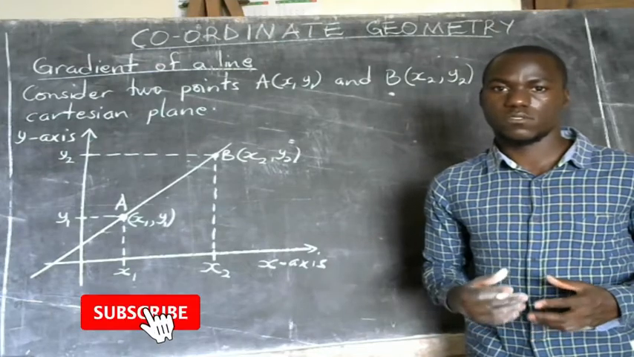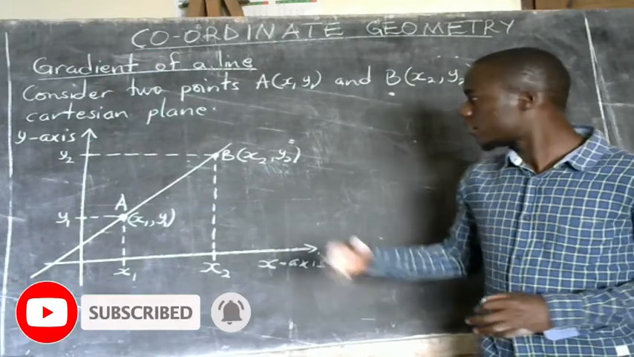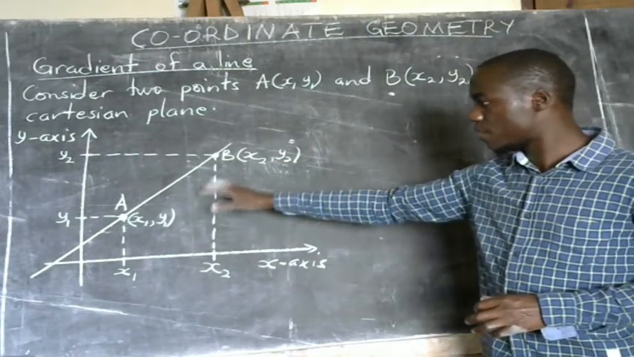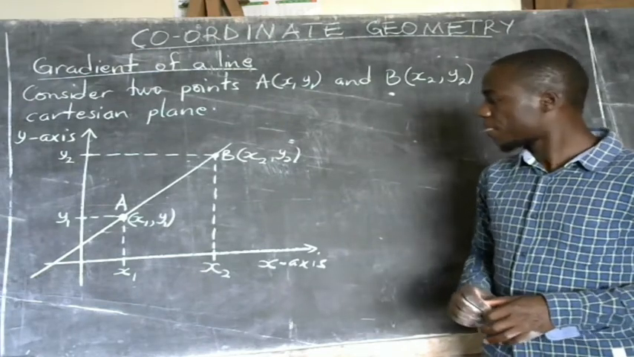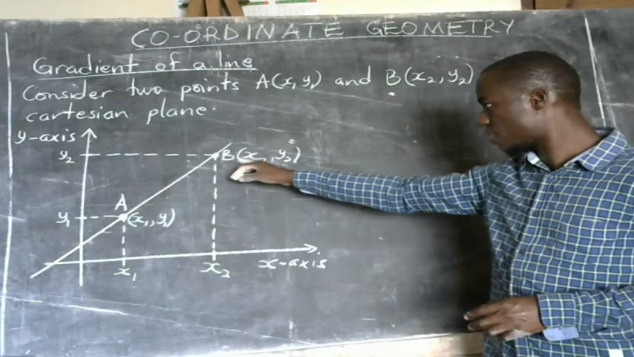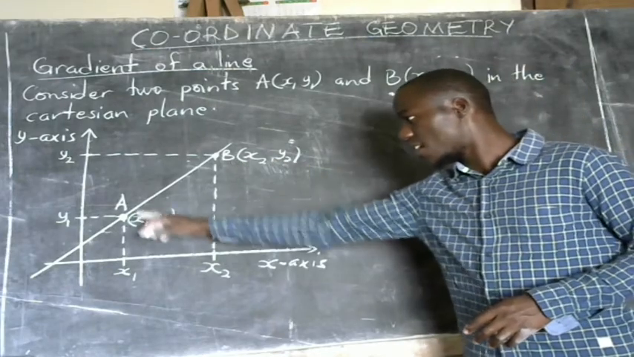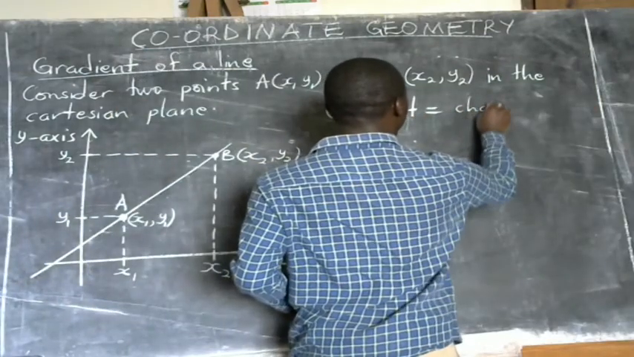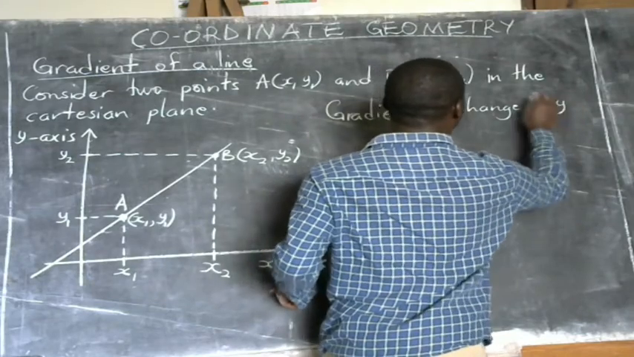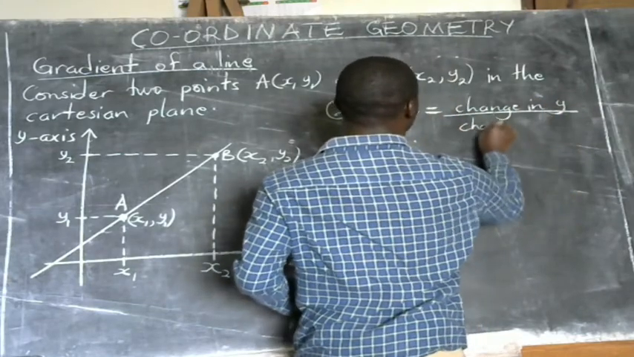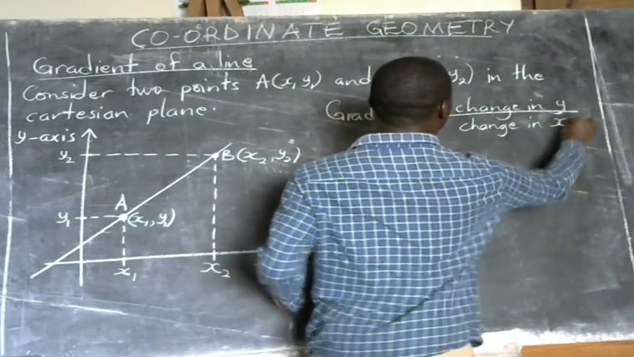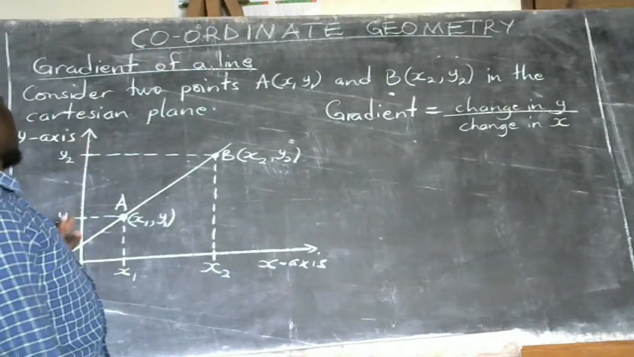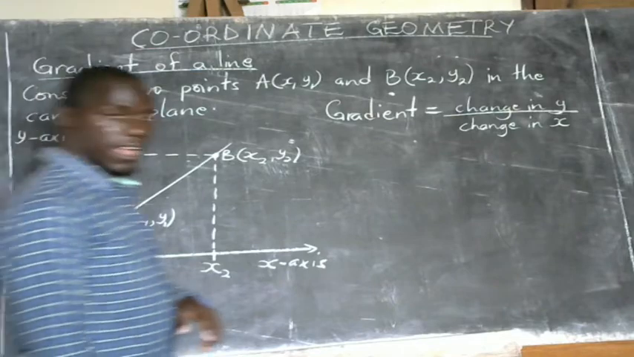Now we can talk about the gradient of a line. When we consider our diagram, we have points A and B on our Cartesian plane, having the coordinates here. B has those ones there, and A has x1, y1. The gradient is going to be equal to the change in the y over the change in the x values. The x values I mean the values on the x-axis, and the y values I mean the values on the y-axis.